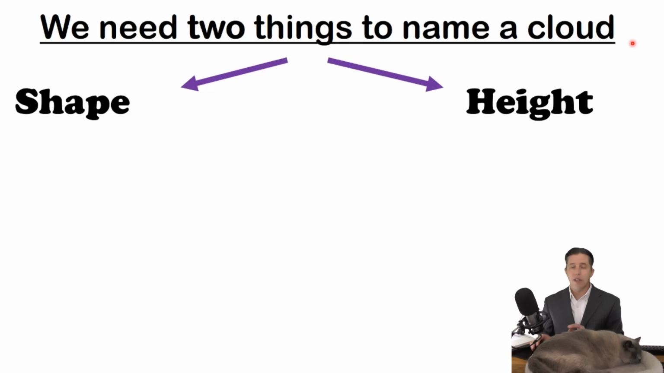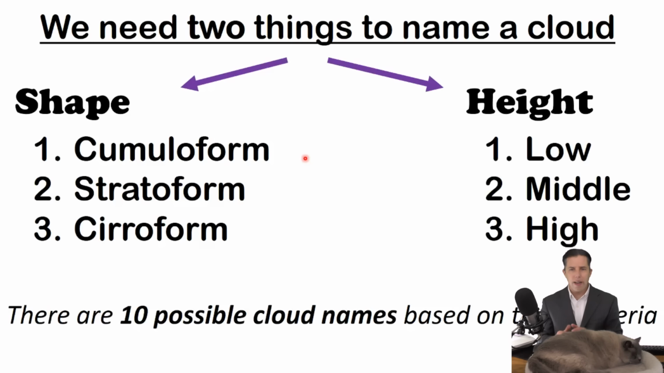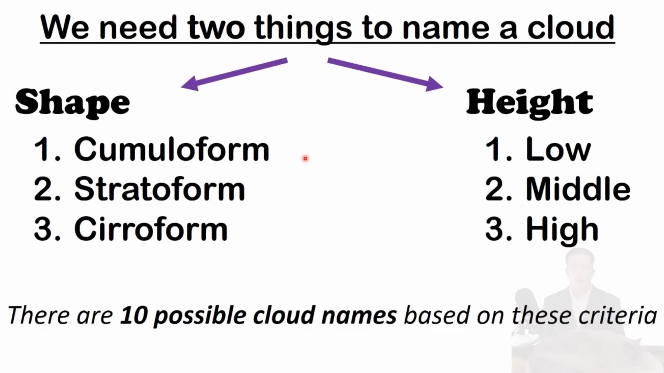And in his system, you need to know two things to name a cloud. You need to know the cloud's shape, and you need to know the cloud's height above the ground. Now, as far as shape goes, all clouds in this system have to fall into one of three possible shapes: Cumuloform, Stratoform, and Cirroform. And I'll show you examples of these shapes in a minute. And then for height, we just have three categories of heights: low, middle, and high. And with those three shapes and those three heights, we come up with 10 different cloud names in this system.